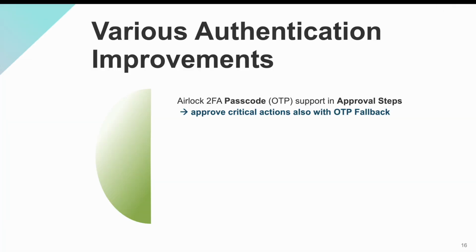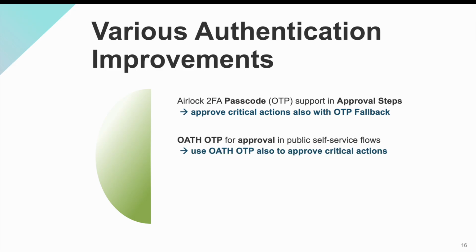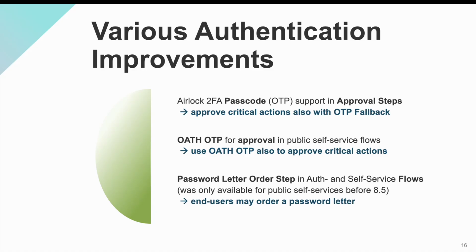So what else did we improve in the authentication area? Now it is also possible to use the Airlock 2FA passcode, a kind of OTP, in approval steps. So you can approve critical actions also with the OTP fallback solution if the push or the QR code version does not work. The same is now also possible for OATH OTP. So in public self-service flow, you can now also use this OTP to approve critical actions.